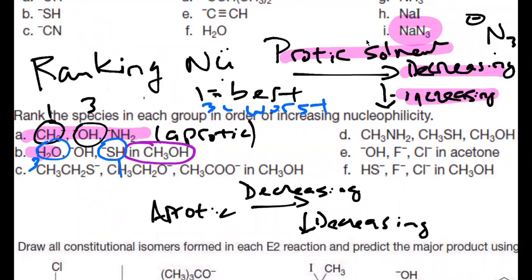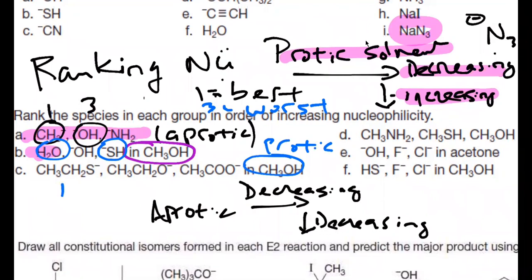All right, let's do C. Let me erase this up here. C is a tricky one. So you're in methanol again, so you're in a protic solvent. What are we looking at? Which one of those is going to be the best? The sulfur is going to be the best. Sulfur, exactly. So this is 1.